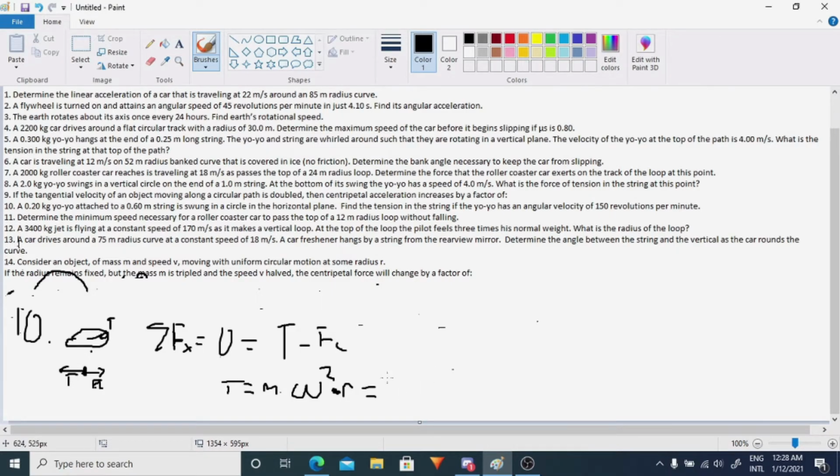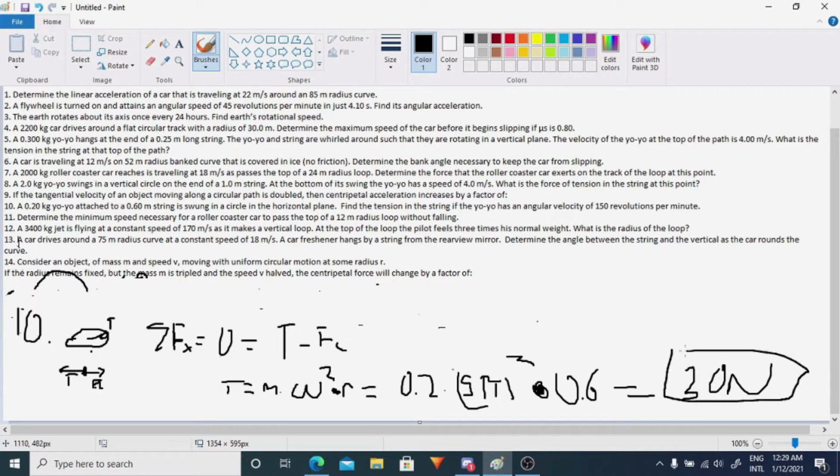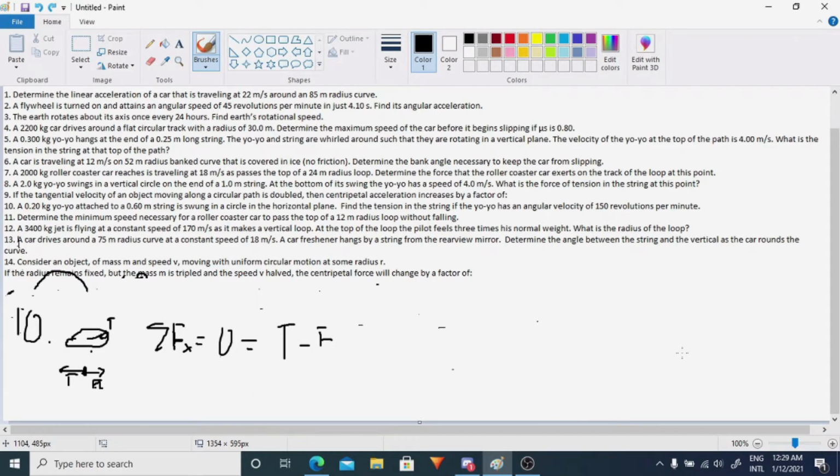So this becomes 0.2, which is the m, times 5 pi squared times r, which in this case is 0.6. Once we evaluate this, we end up with about 30 newtons, which is our final answer.